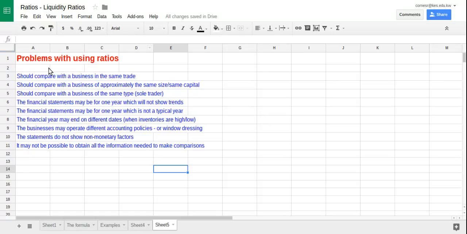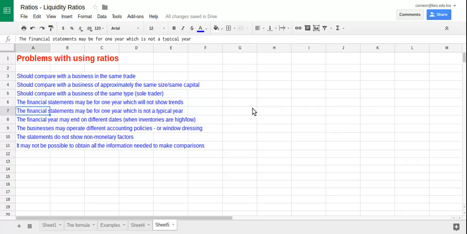Ideally, it should be the same type of business, so you should compare a sole trader with another sole trader, or a limited company with a limited company. It's very difficult to see a trend if you're looking at just one year's worth of information. So if I just do the accounts for 2012, I don't know what happened before that, so I don't know if this company's improving. I don't know if it's getting worse, and therefore I don't know what the trend is.